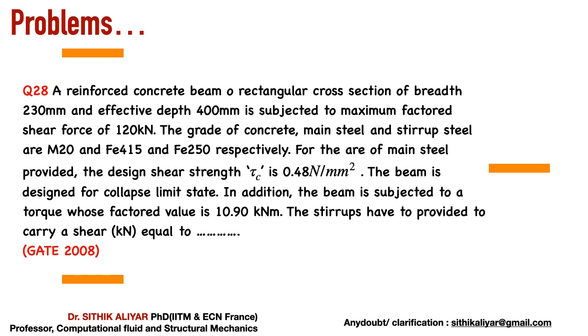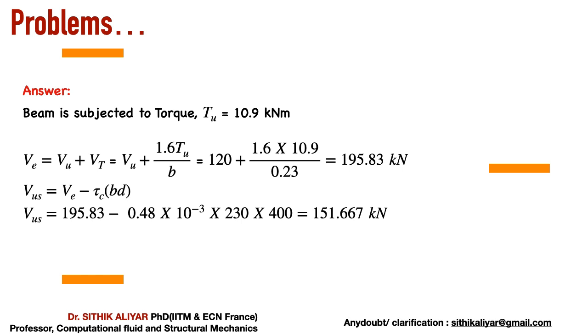Okay, so this extra shear force, it's very simple. The beam is being subjected to torque Tu, right? So 10.9 kilonewton meter is given. Ve, you know, is Vu plus Vt, actual shear force plus extra shear force, 1.6 Tu by B. Actual factored shear force they have given 120, plus 1.6 into 10.9 divided by width, which is given 0.23. Substitute everything, you will get the equivalent shear force of 195.83 kilonewton.